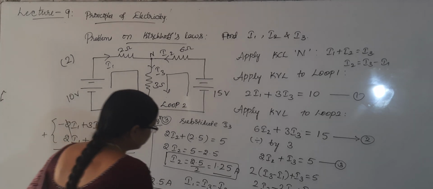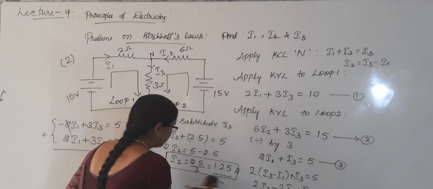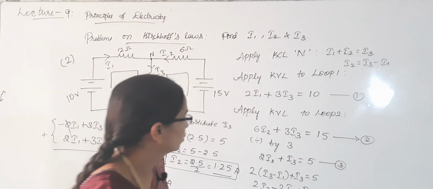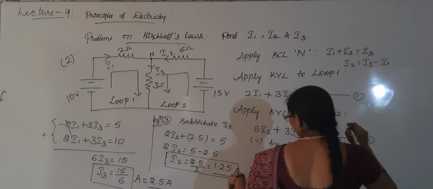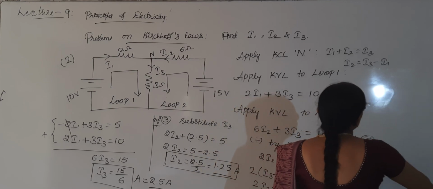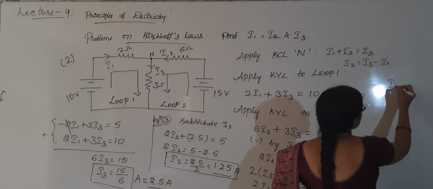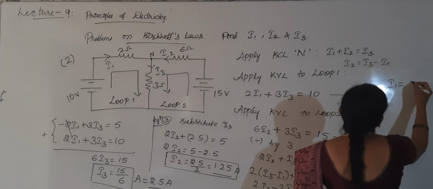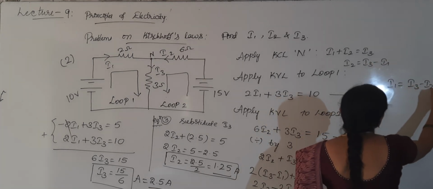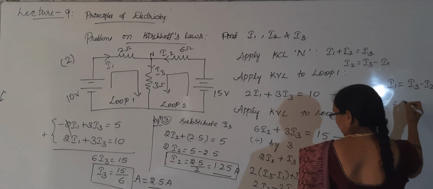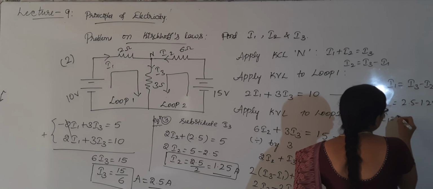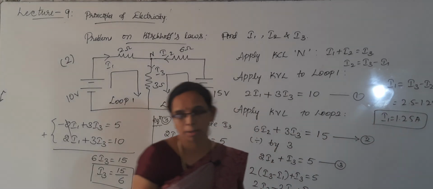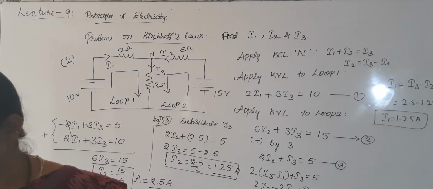I guess this is not visible. I will keep it, I will write it here. What we have got, I3 we have got, I2 also we have got. So I1 is equal to, you can write like I3 minus I2. I3 is 2.5 minus 1.25, then I1 is equal to 1.25 amperes. Okay.